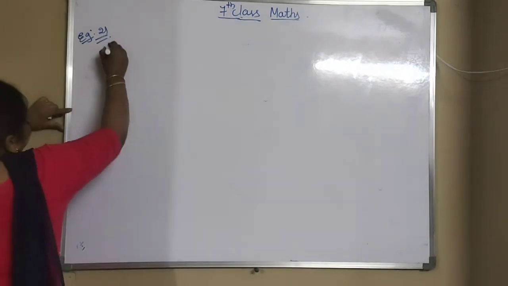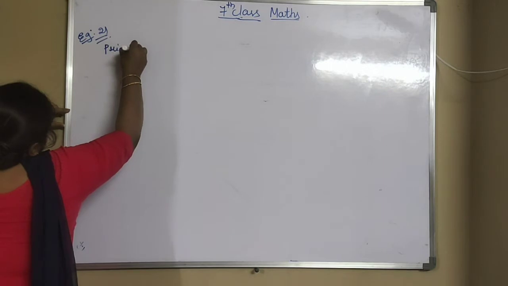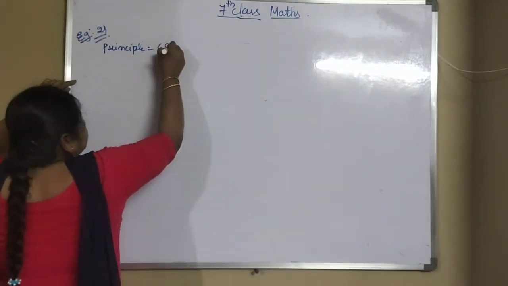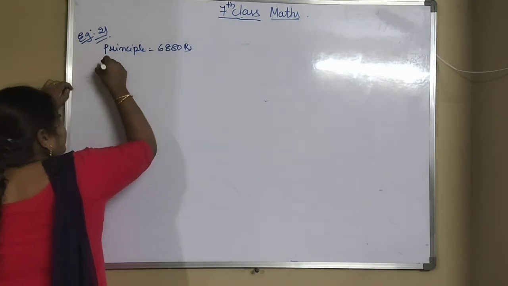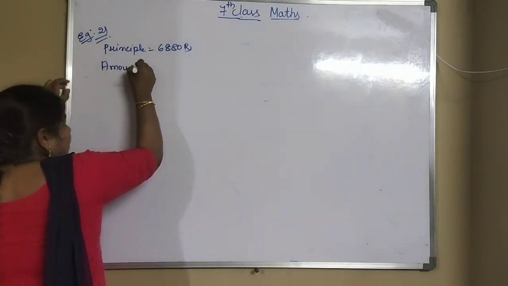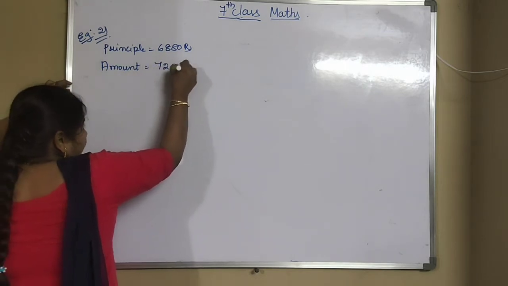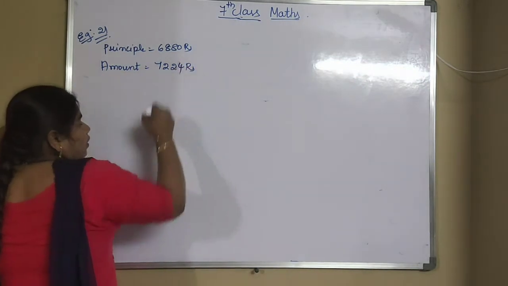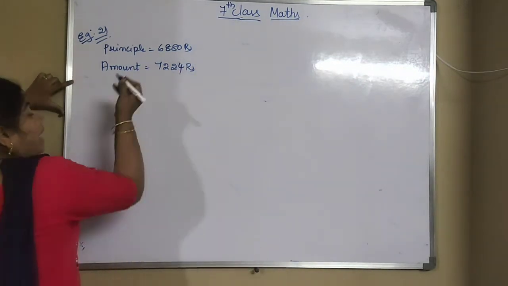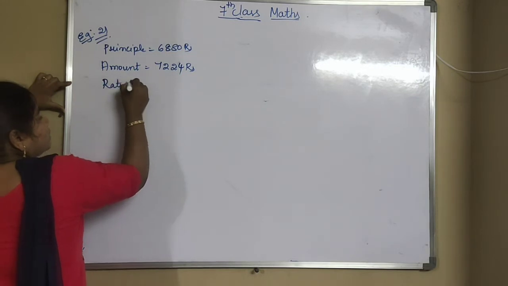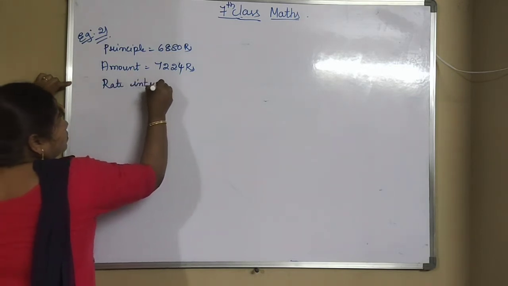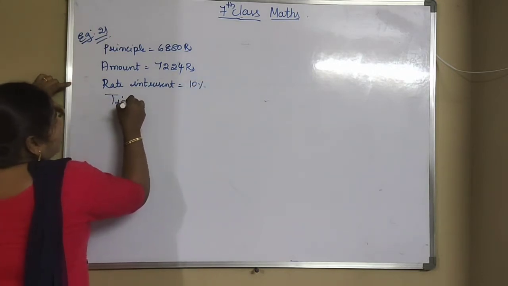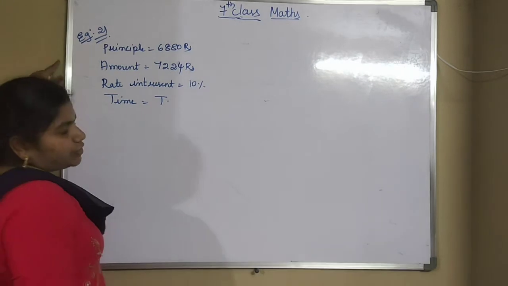Here, principal how much they have given? Principal is 6,880 rupees and the amount value is 7,224 rupees. Time we have to find, and rate of interest they have given as 10%. Time we have to find, so I am taking that as T itself.